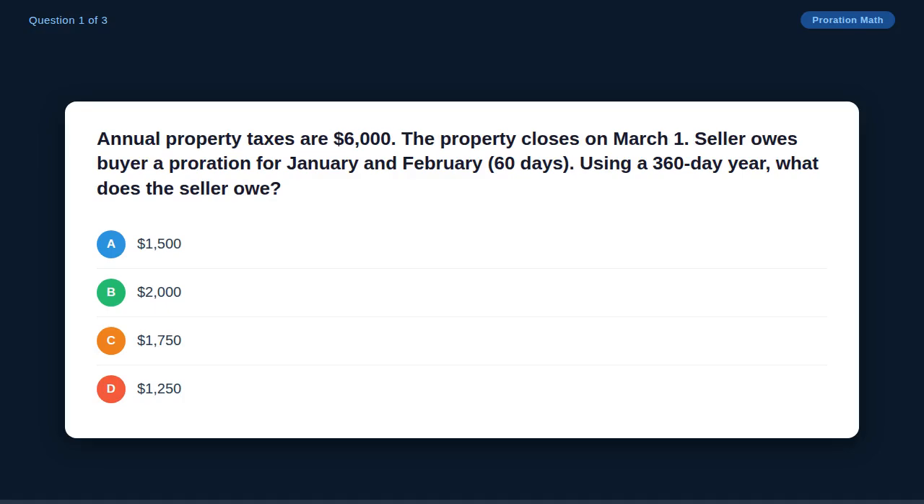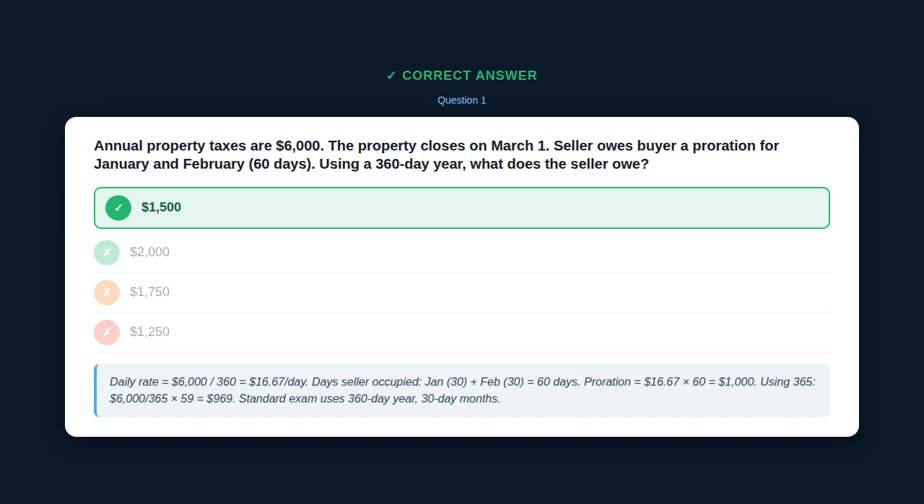$1,500. Daily rate equals $6,000/360 equals $16.67 per day. Days seller occupied, Jan, 30, plus February, 30, equals 60 days. Proration equals $16.67 times 60 equals $1,000. Using 365, $6,000/365 times 59 equals $969. Standard exam uses 360-day year, 30-day months.